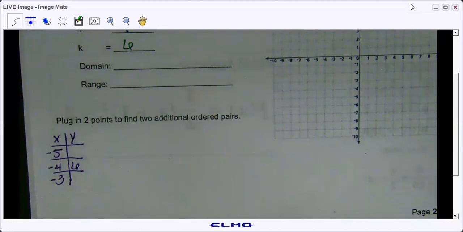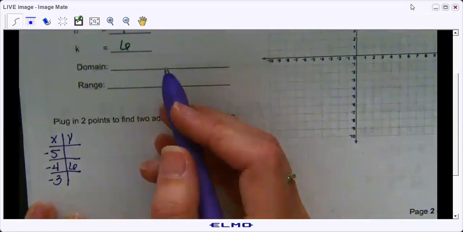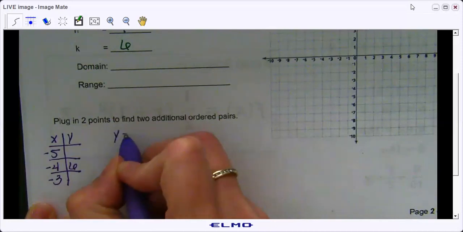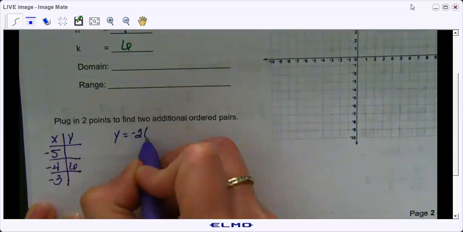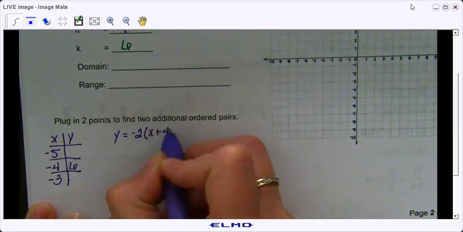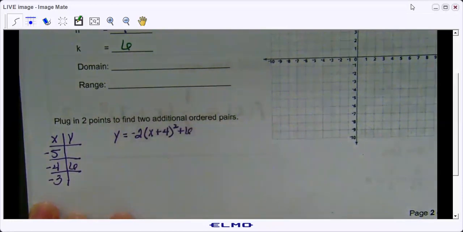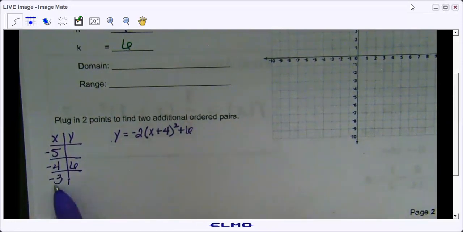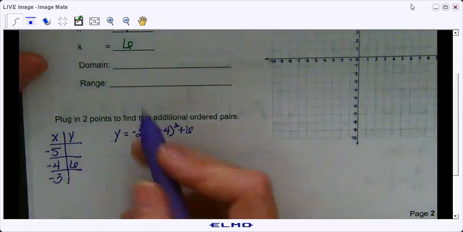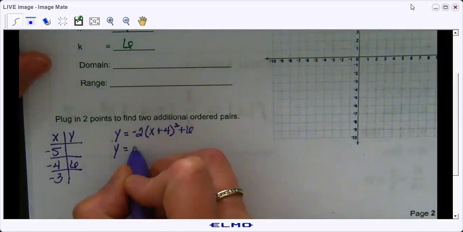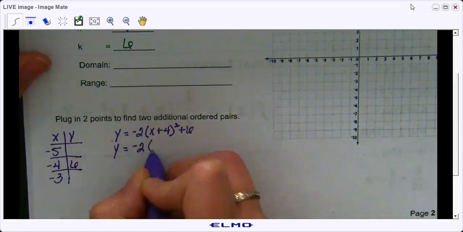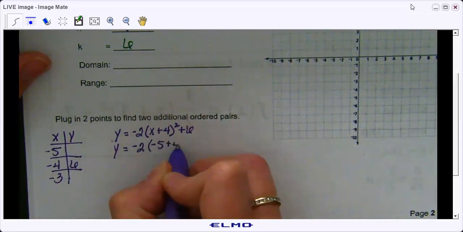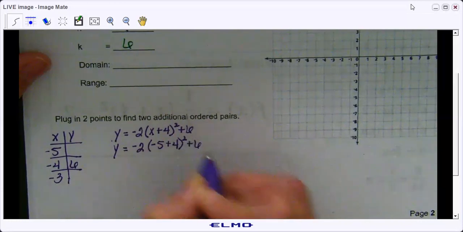And so I'm going to write the equation from example 2. Y equals -2 times x plus 4 squared plus 6. And so what we're going to do with this is we're going to plug -5 in for x and solve for y, and -3 in for x, solve for y. And now we'll have all of our 3 ordered pairs to graph. Okay. So I'm going to do this first one with you, and then you're going to do the next one on your own. So we have y equals -2 times -5 plus 4 squared plus 6.